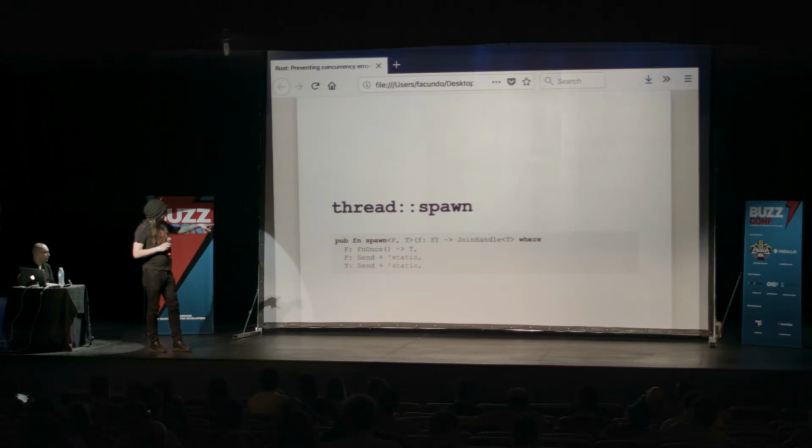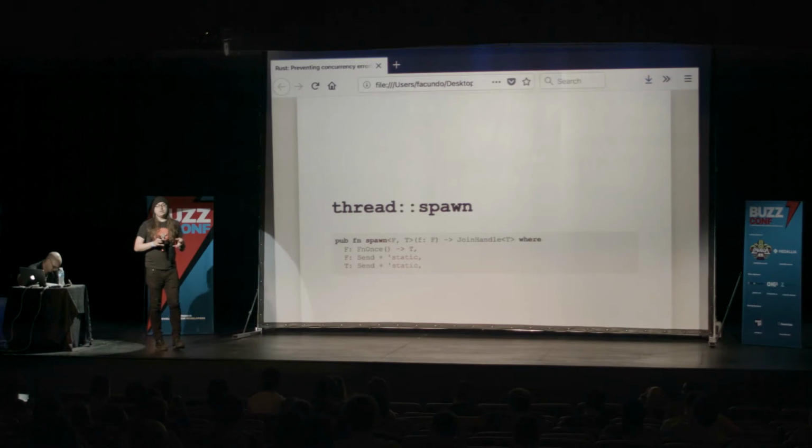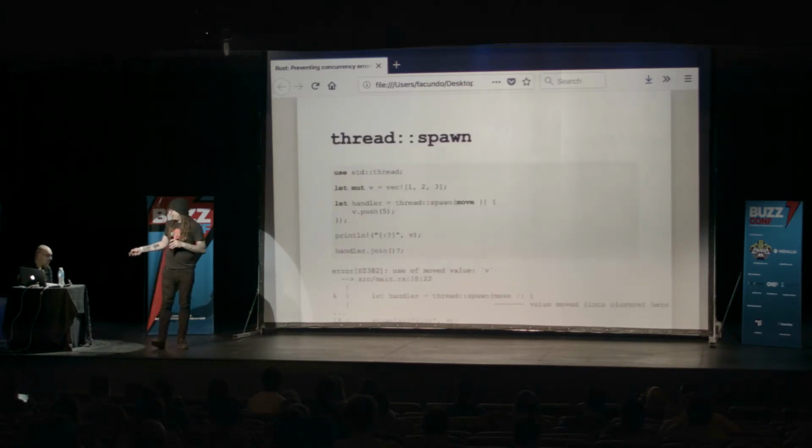Both F and T have a bound of Send and the 'static lifetime. So what this means is any of the types that you pass into a thread have to be able to be transferred across threads, right? That's what I said Send means earlier. And 'static means that they have to be alive as long as the thread can possibly run. So we've encoded these two invariants in our type system, and so the compiler can use these to check that we're doing things correctly. We've got an example of that coming up.